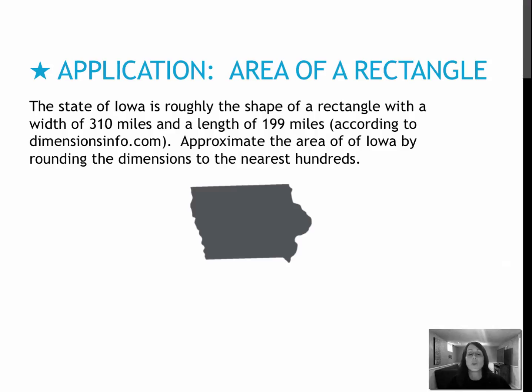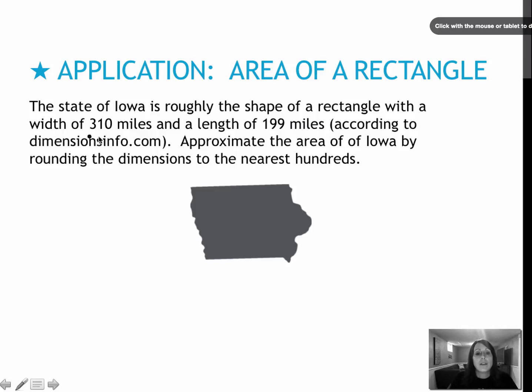Go ahead and try this one on your own, then press play to see how you did. So this question has to do with Iowa, which is a neighboring state to Nebraska, of course. And we're going to, in this case, actually estimate or approximate the area of Iowa. So we're multiplying, but we're also estimating.